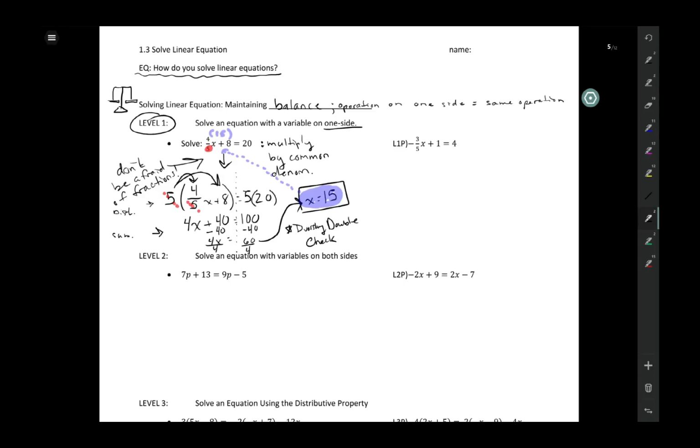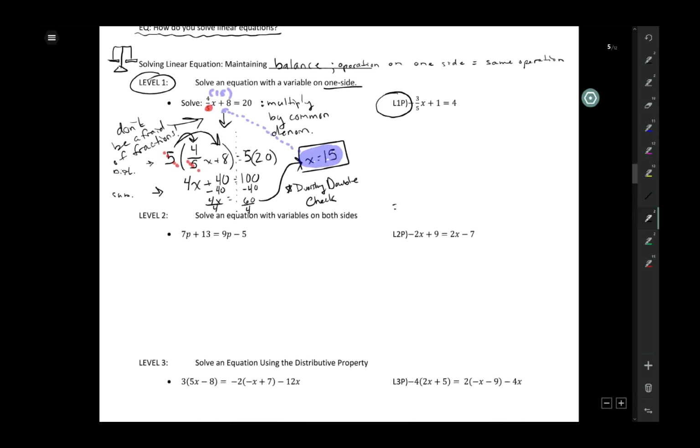L1 practice, I'll leave that up for you. That is a negative 3/5 x. I will let you guys know the solution here in a second. I think so, at least. At the end, I'll give you the solution. But L1 practice, that's for you to try, okay? So I'll let you know that at the end. But let's move along here to level 2.